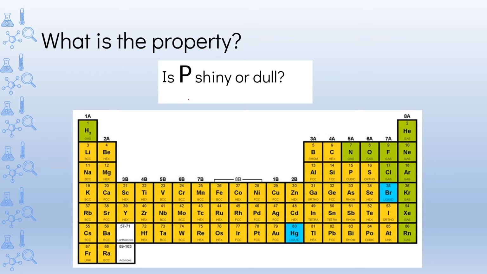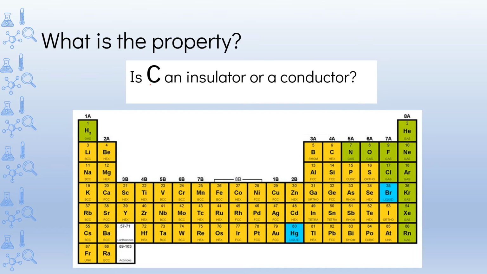We have phosphorus, is it shiny or dull? I gotta find my phosphorus. So I look. Oh, there's phosphorus. Here is my staircase, because it's on the right-hand side of the staircase. It's an N, right, for non-metals. Non-metals are absolutely dull.